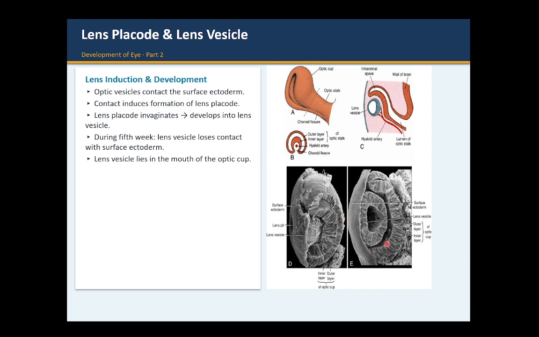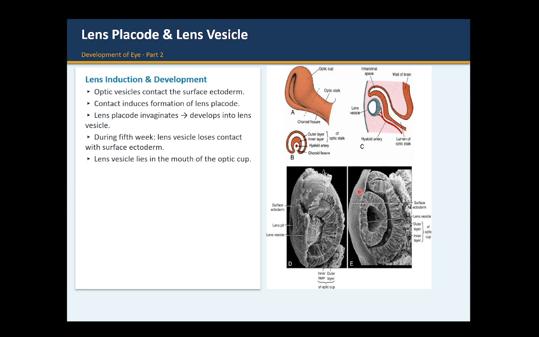So it would have an outer layer, it would have an inner layer, and it would have a groove underneath it, which is where the hyaloid artery is going to run. And as these two lips of the optic vesicle come together, it is going to give rise to the pupil. But it also does something else. As it invaginates, the optic vesicle becomes the optic cup, and the groove under it is the hyaloid groove where the hyaloid artery is running.